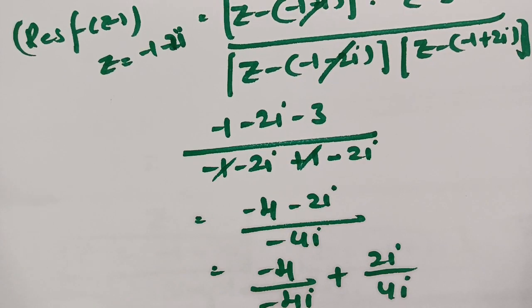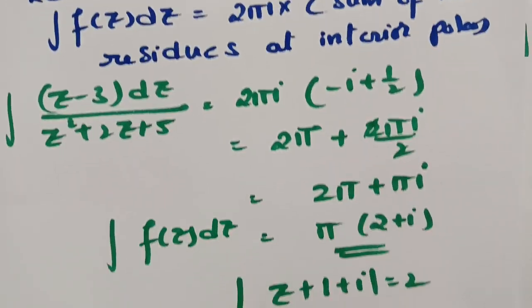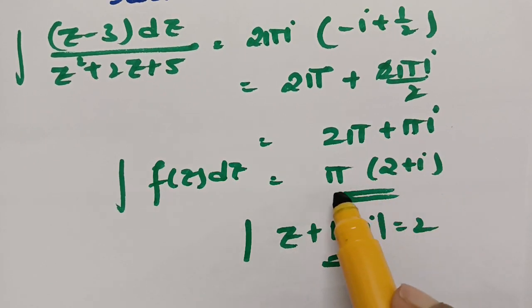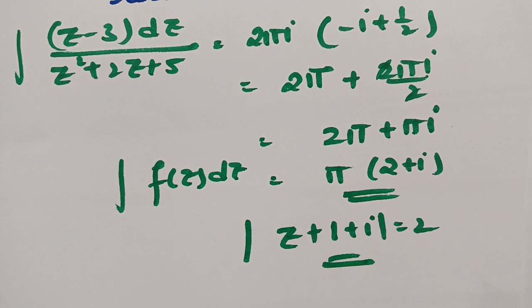After getting the pole value as minus i plus half, and using the residue theorem, we have to multiply with 2 pi i, and after multiplying with 2 pi i, we got the value as pi times of (2 plus i). So this is how we have to solve. This is the essay question. Hope you all understand.